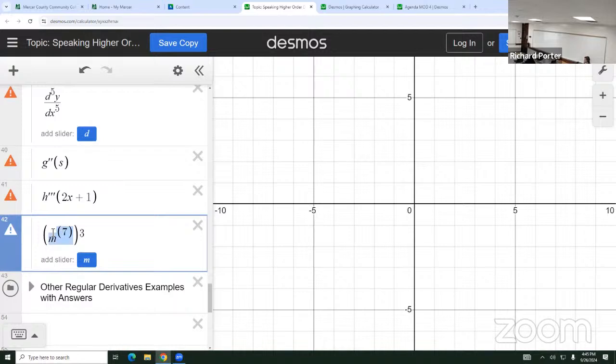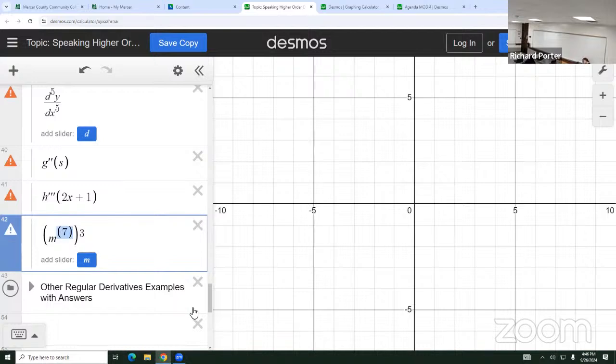Anyway, this guy right here is funny because when you say that, you're saying the seventh derivative. The 7 is in parentheses, that's the seventh derivative. And here I would say the quantity of the seventh derivative of m, n quantity raised to the third power.